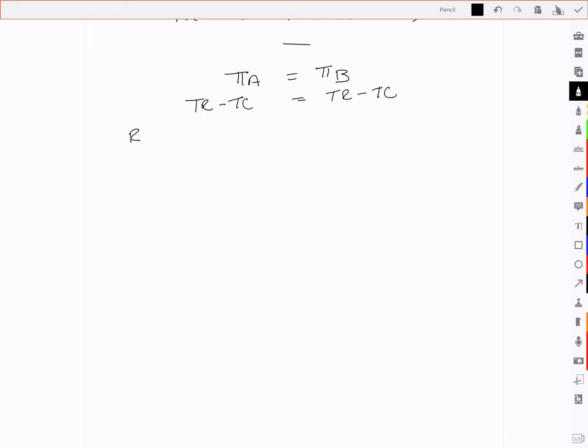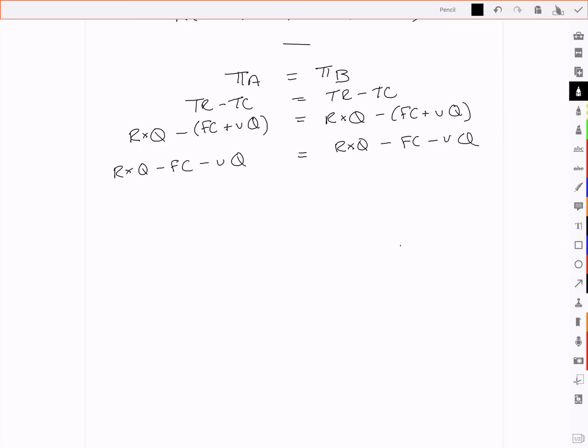And total revenue is revenue times quantity. And our total cost is the fixed cost plus the variable times the quantity. Okay, so that's true for both formulas. The difference between these two formulas, of course, is going to be the revenue per unit, the fixed cost, and the variable cost. Okay, so we're just going to make sure that that negative goes to both the fixed cost and the variable cost: R times Q minus fixed cost minus variable times quantity.